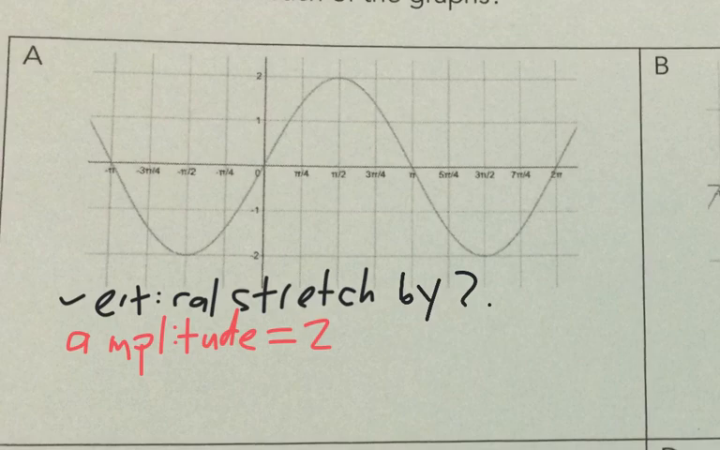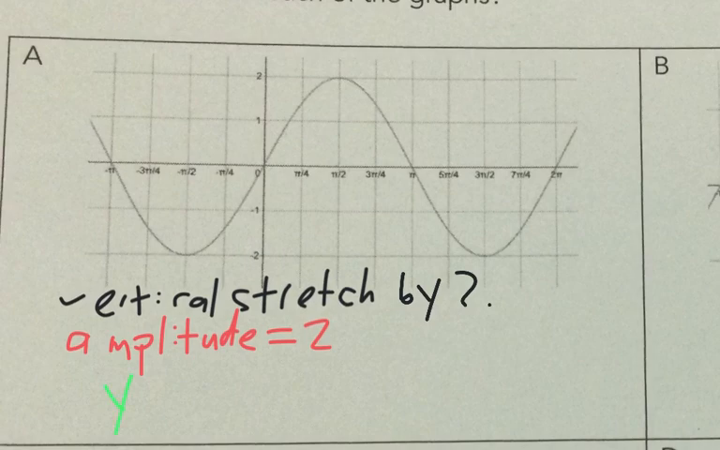Does everyone remember what the amplitude is? The distance from the midline to the top is the amplitude. So now the amplitude is 2 instead of 1. Does anyone want to guess what the equation would look like for this transformation? If it has to be a vertical stretch by 2.